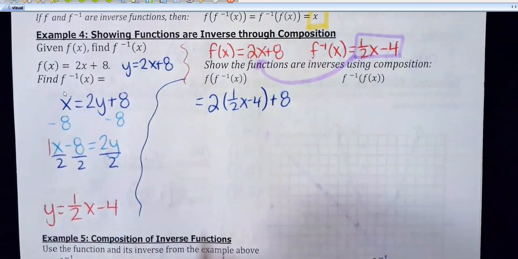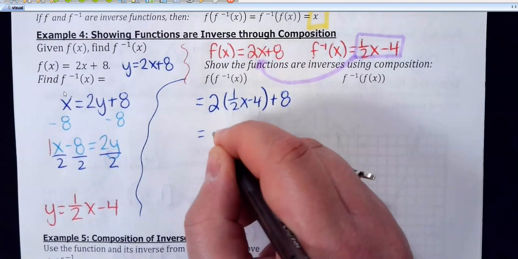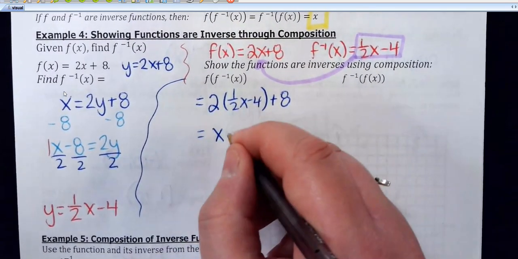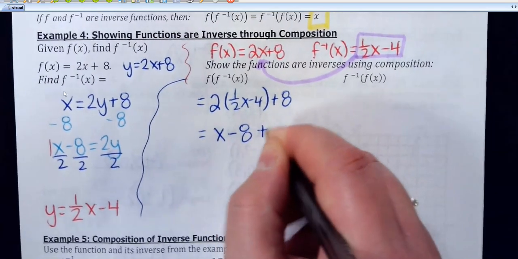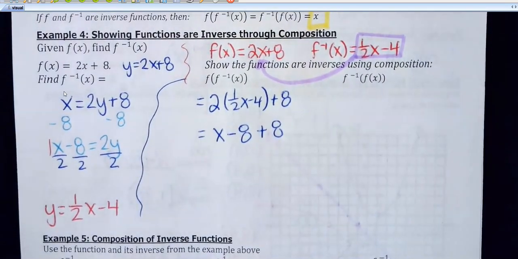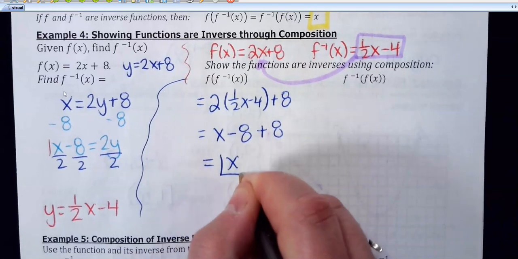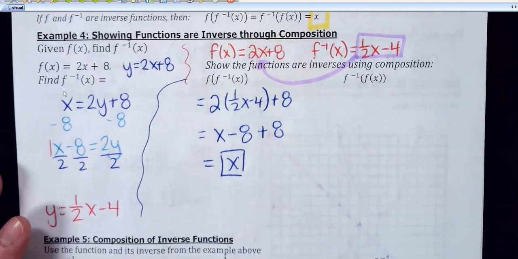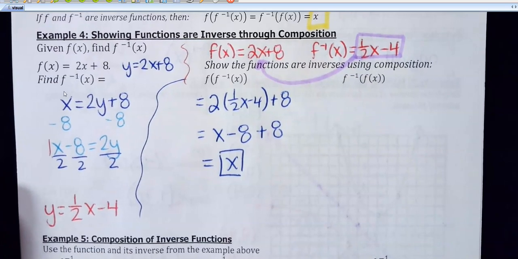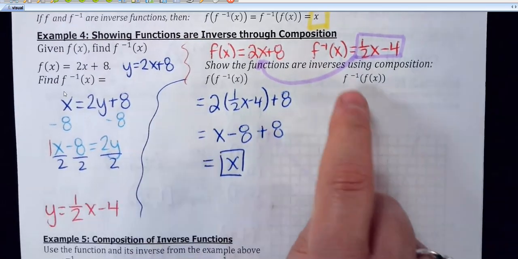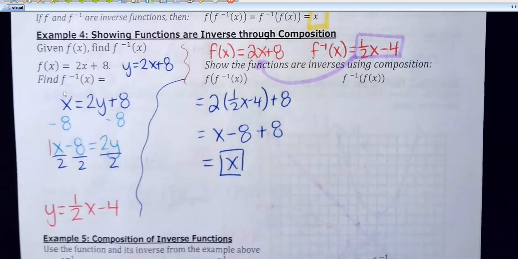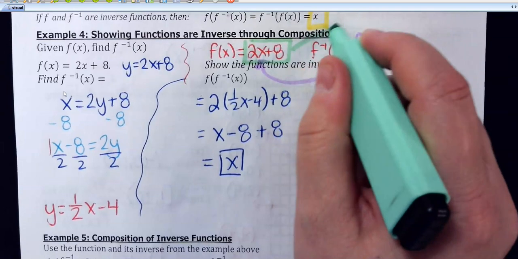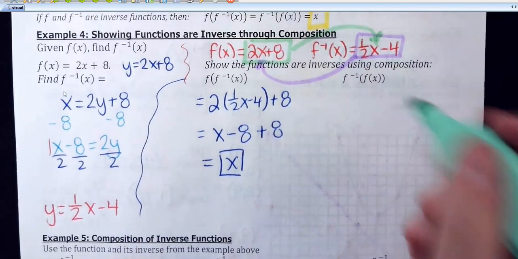So if I take 2 times 1/2, that would just be 1x, and then 2 times -4 would be -8, and then I have that plus 8 on the outside. The 8's cancel each other out, and you get x. That's all you have to do. Okay, you do have to prove it works both directions, though. So the other direction, this is the inverse composed with the function. So I'm going to take the original, and I'm going to plug that in everywhere I see an x to do this second one.